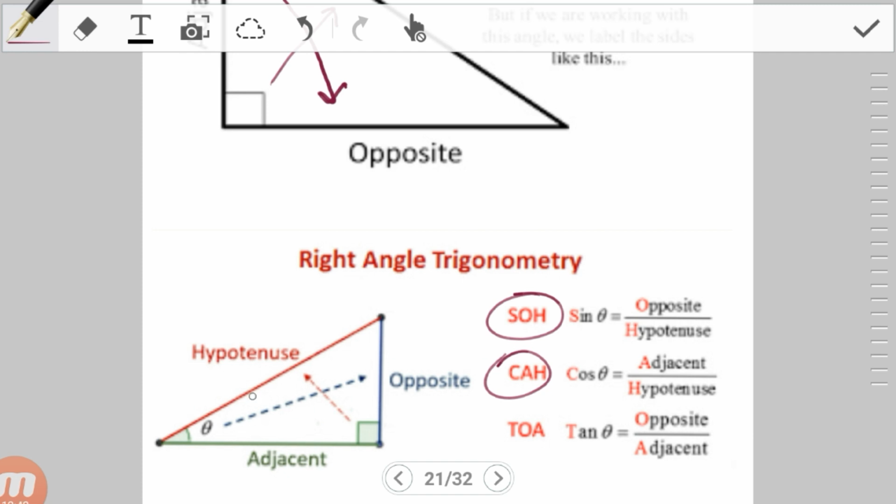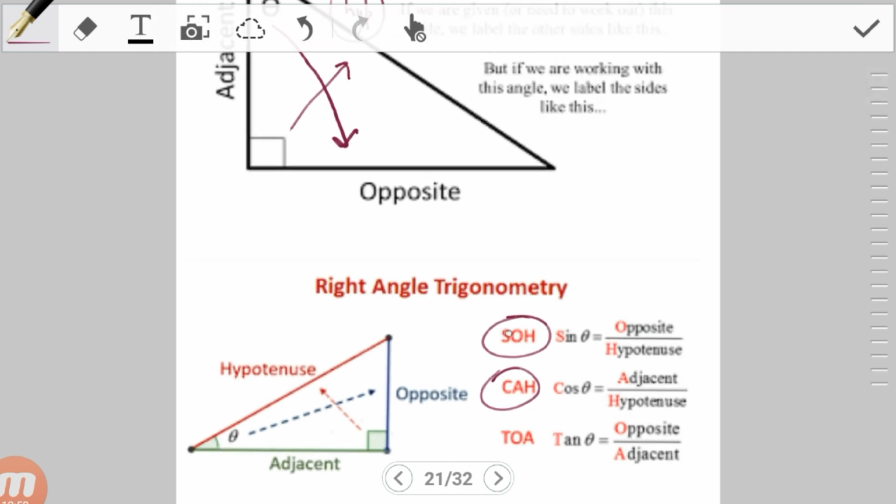And once again, here you can see that the hypotenuse is the side that faces the 90-degree angle. Theta points to the opposite side, and of course the other side is the adjacent side. All right, good. So those are the ratios. Sine of the angle is equal to the opposite side divided by the hypotenuse, and the cosine of the angle is equal to the adjacent side divided by the hypotenuse. The TOA: tangent theta is equal to the opposite side divided by the adjacent side.